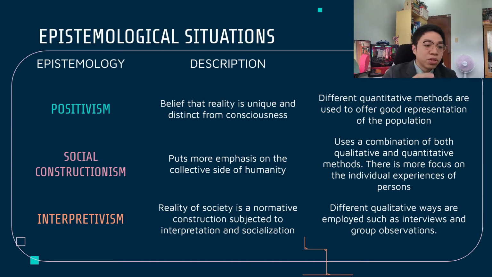The second one would be social constructionism, which puts more emphasis on the collective side of humanity. It uses a combination of both qualitative and quantitative methods, and the focus there is more on the individual experiences of persons. And lastly, interpretivism, which is that reality is a normative construction subjected to the different interpretations and socializations. So different ways to conduct interpretivism would be different qualitative ways, such as interviews, group observations, and even focus groups.